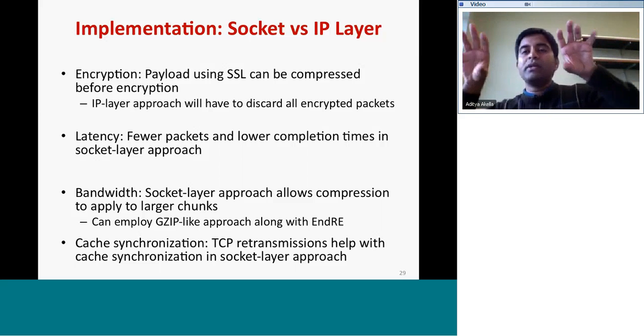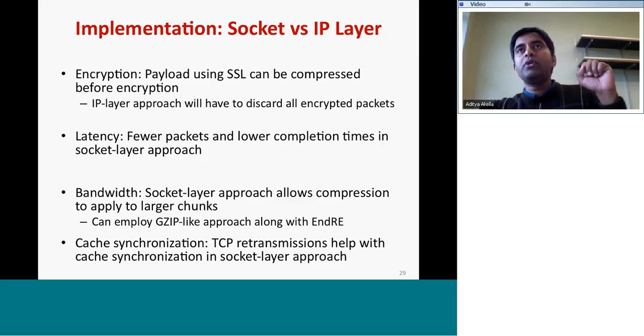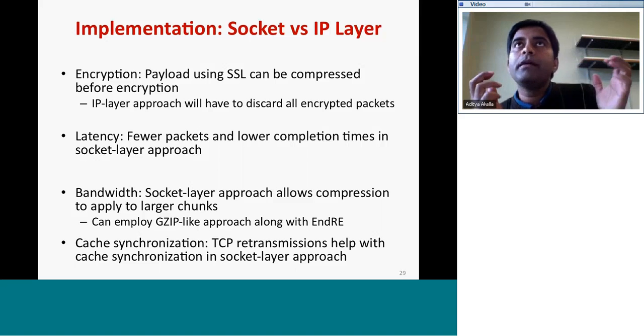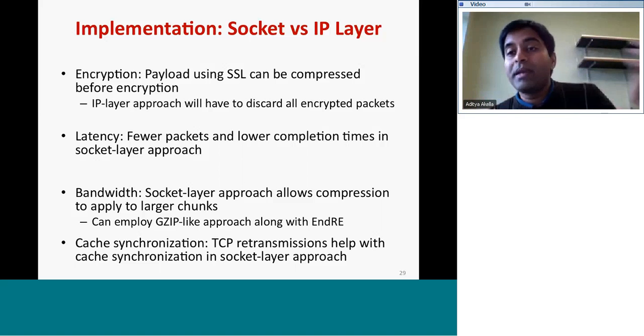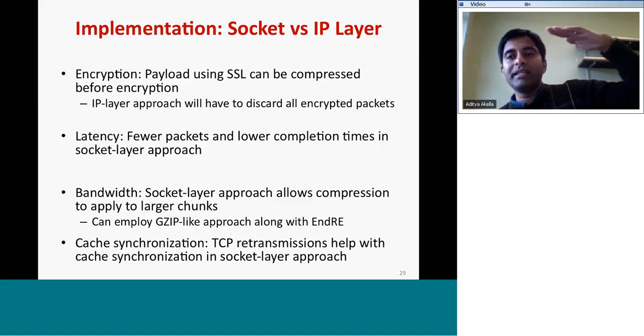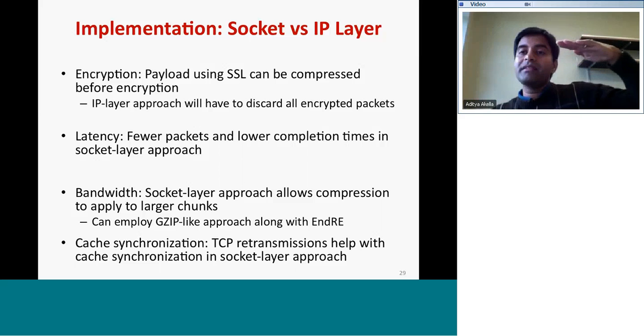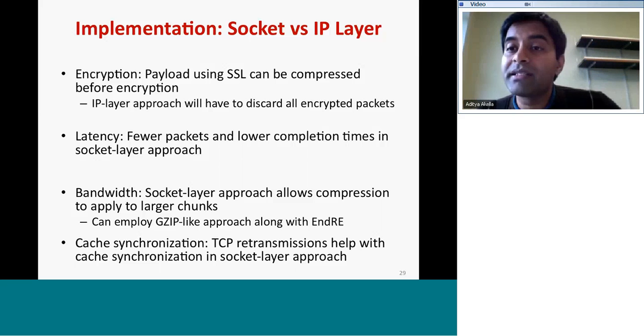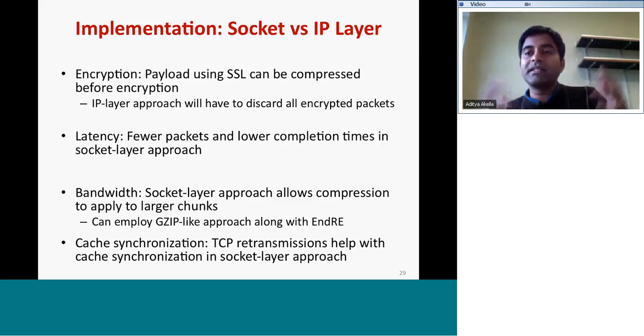And the final thing is, remember I talked about these synchronized caches, the fact that the encoding cache and the decoding cache have to be synchronized, because the decoding cache has to know exactly where to read the data from. Well, often, if there is a loss, the caches can get desynchronized with respect to each other. The advantage of implementing our scheme above the TCP layer, in the socket layer, is that the TCP layer automatically does packet retransmissions, and it provides an automatic way of keeping the caches synchronized for us. That's the final advantage that we get. So we end up with synchronized caches automatically, purely as a side effect of our TCP based implementation.